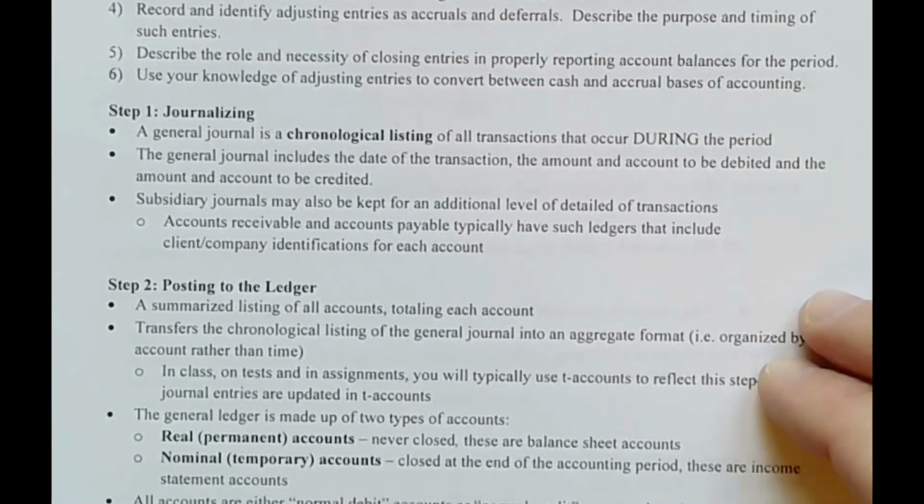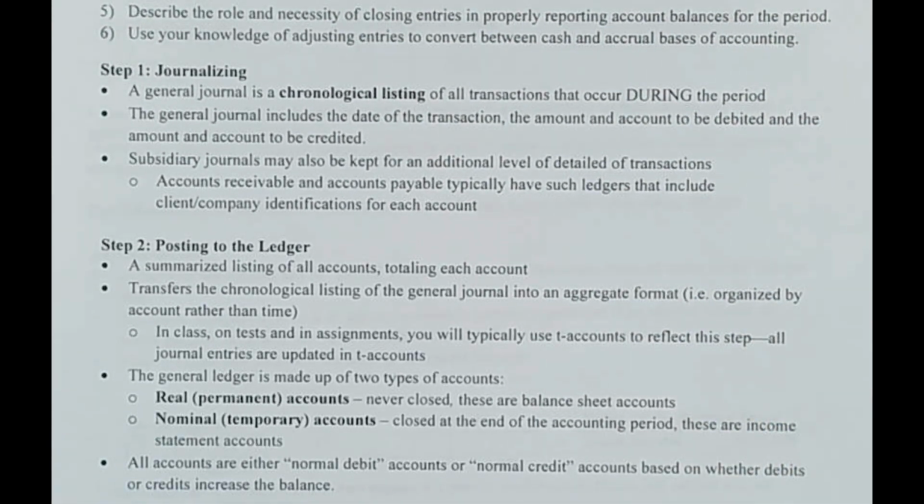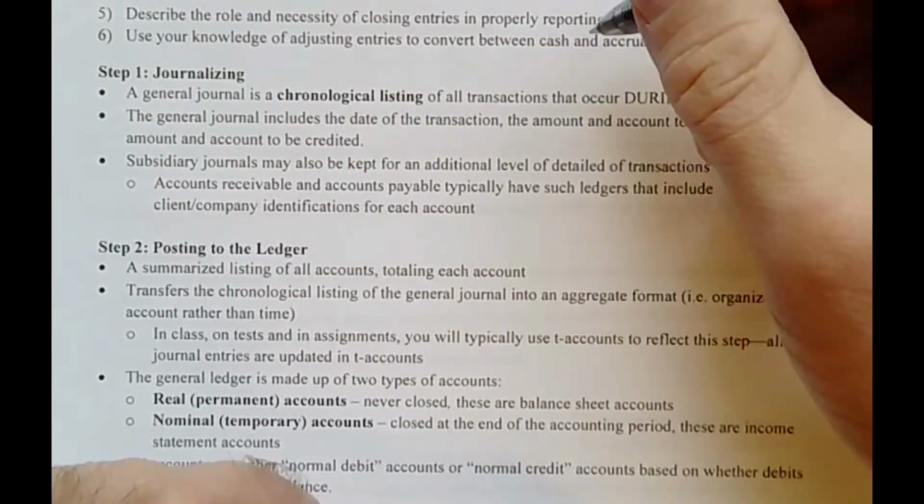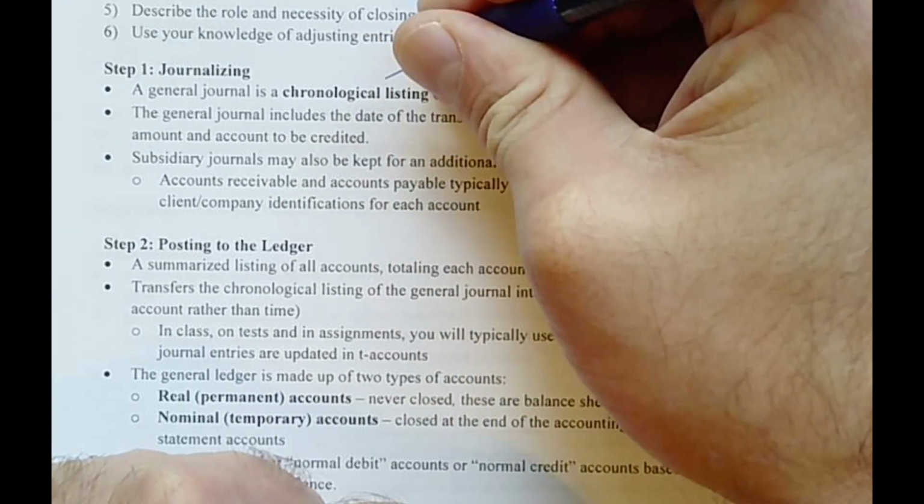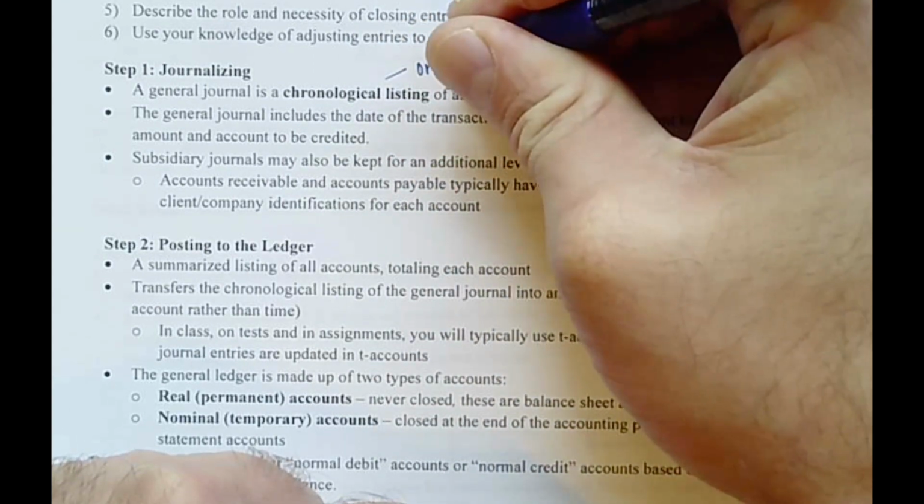So the very first step of this process is journalizing. And we use a general journal in accounting. Typically now this has moved to software where we have a program that will help us record a chronological listing of all transactions that occurred during a period. So a chronological listing is ordered by dates and time.